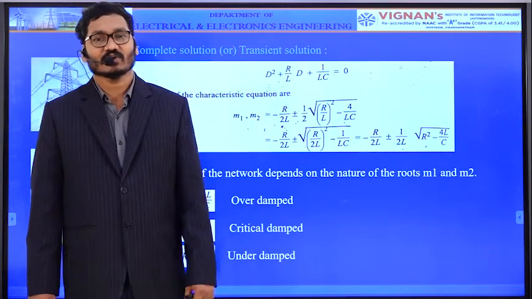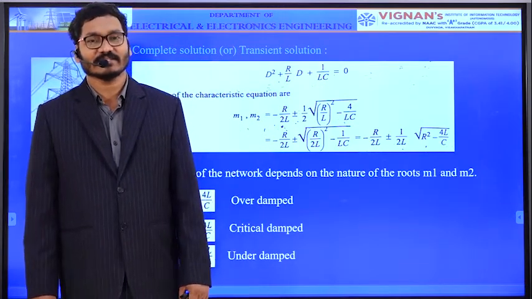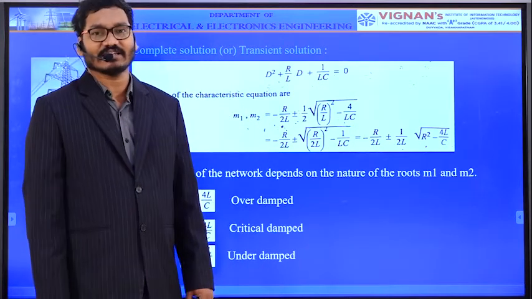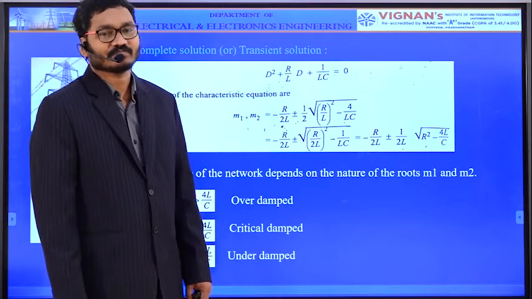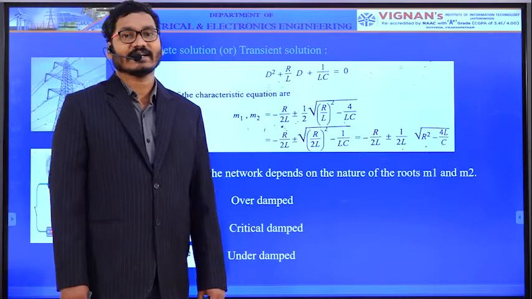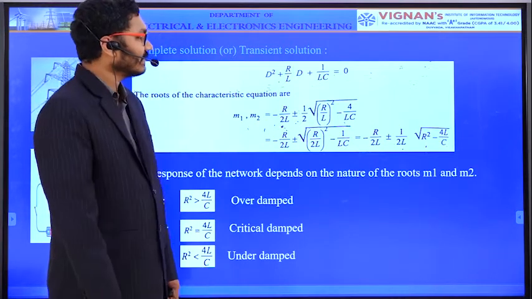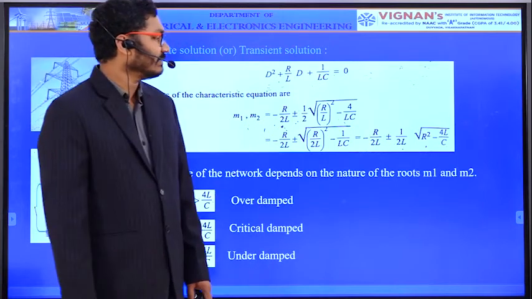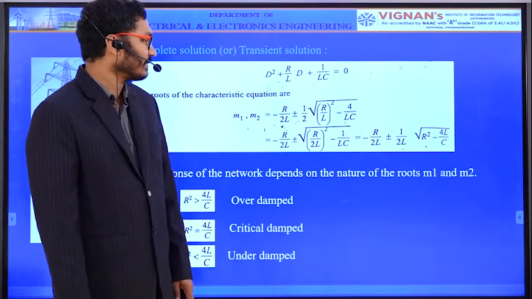Next, when both are equal, r squared equals 4L by C, you will get critically damped. The roots are real and equal. Next, the last one: suppose r squared is less than 4L by C, that is underdamped. Underdamped means you will have imaginary values, you will get imaginary roots, complex roots.